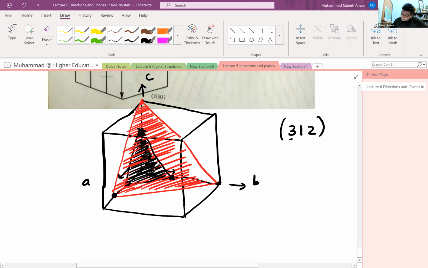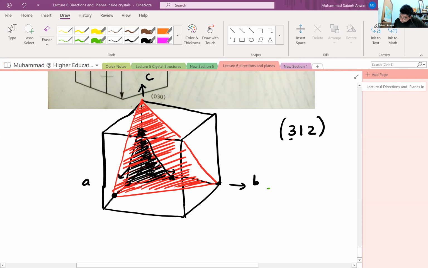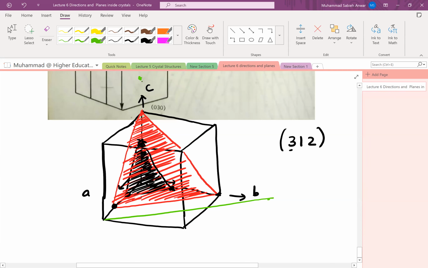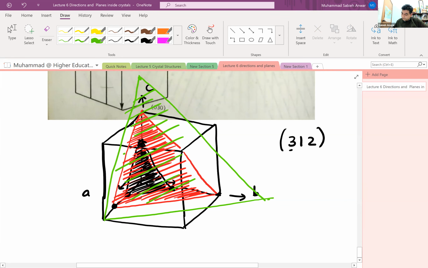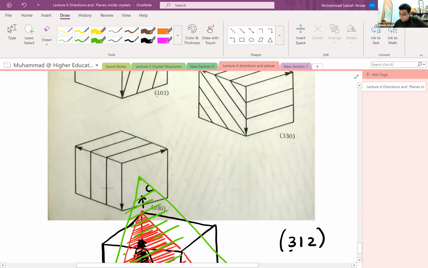Okay. And if I were to draw yet another plane, that plane would extend to the neighboring unit cell. And here it will also go to the neighboring unit cell. So somewhere up here. So this is how I will build all the planes of a particular Miller index family. Okay. So do you get the point now?